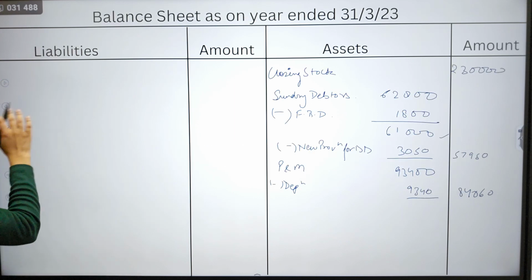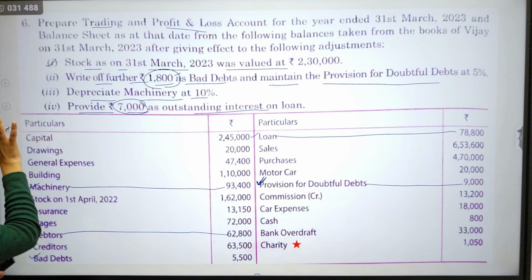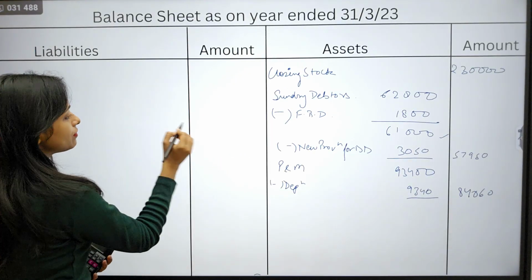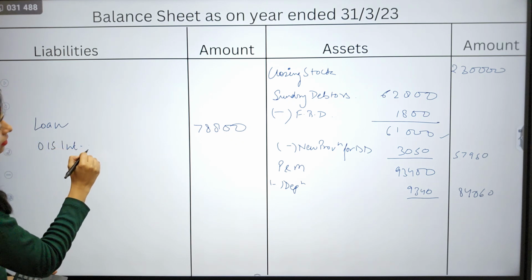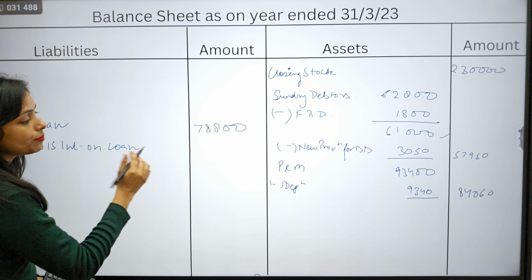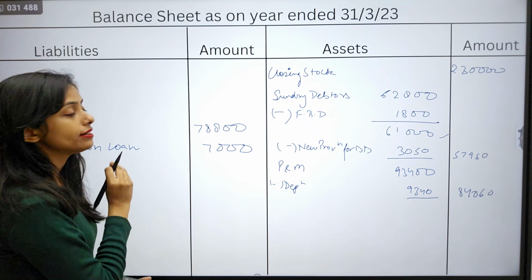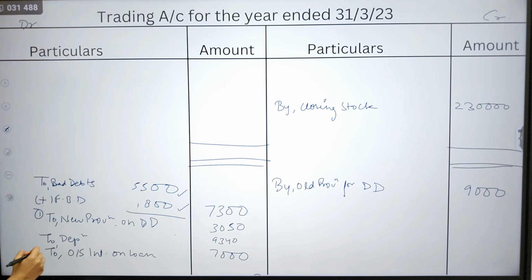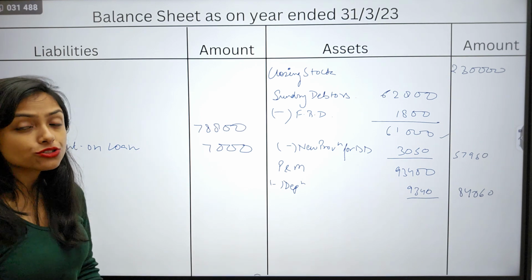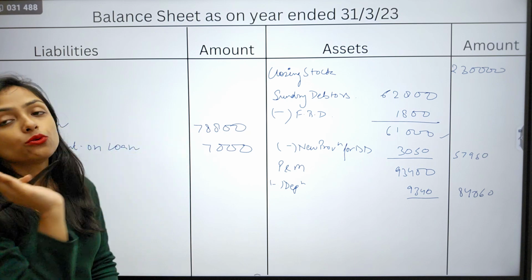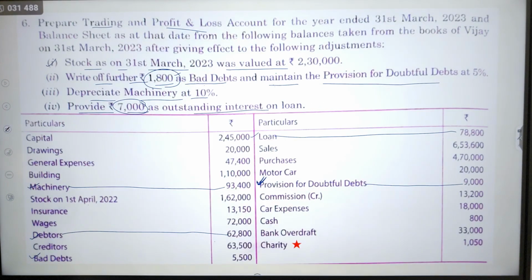Next thing that I am going to do is on the liability side, I'll write loan. How much was my loan? 78,800. So this too I will give, 78,800. And next, outstanding interest on loan also I will write. 7,000 rupees I will write as a liability because this will go out of my pocket in the future. Clear? So one place is this. Second place is this. And the loan was given inside the trial balance, so I adjust it only at one place, that is only as a liability in the balance sheet. Understood? I hope all the points are clear from here.